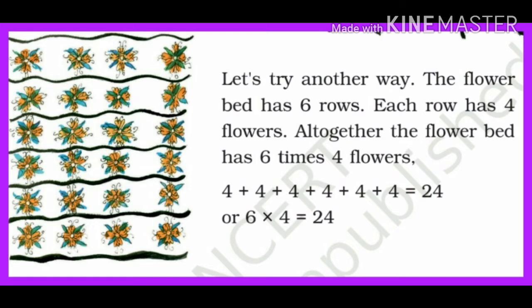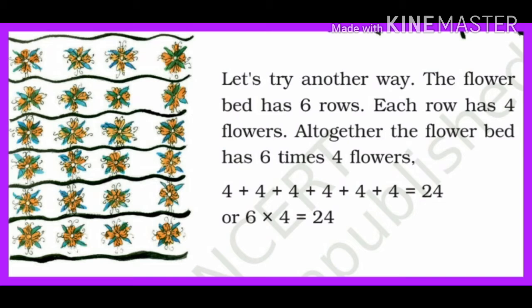Let us see another way of finding the answer. Let's try another way. The flower bed has 6 rows. Each row has 4 flowers. You can see here in this picture there are 6 lines. In each line we have 4 flowers.